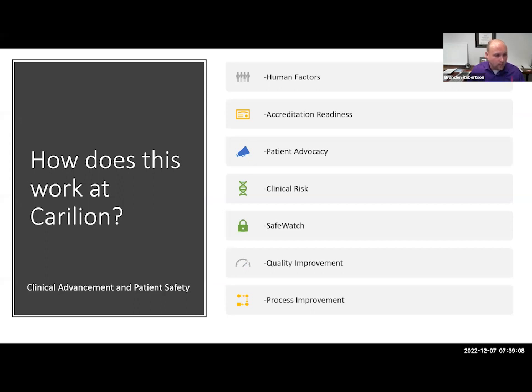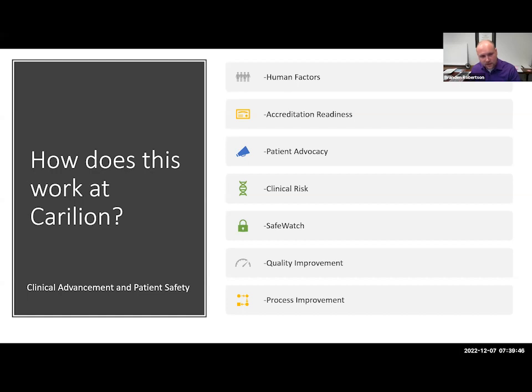A little bit more about what happens at Carilion when you enter one of these events. Before we get to that problem solving framework, we work with an interdisciplinary team of human factors professionals, accreditation readiness, and patient advocacy, making sure that the patients and their families are involved and in the loop in this clinical risk management. Again, SafeWatch, where these are coming through, ongoing quality improvement, which is my team, and process improvement through the leadership of John Schumacher. All of these things are within the Department of Clinical Advancement and Patient Safety.